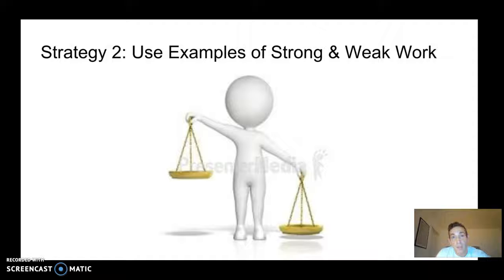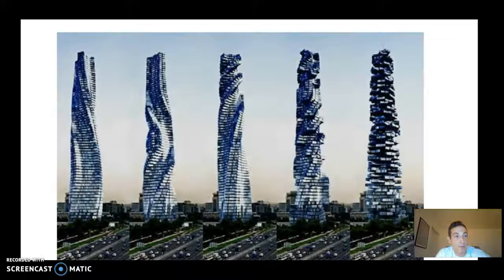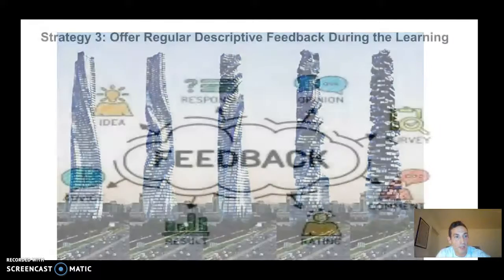Strategy 2, use examples of strong and weak work. I think this is important so students know what to look for and what to avoid. In our class, we use skill-based visual representations of the rights, responsibilities, and duties for a civics class. And we have to show them what strong work is, not just tell them. Verbal explanation of why this was strong, an example of weak work.